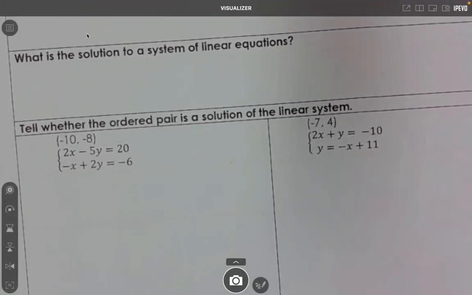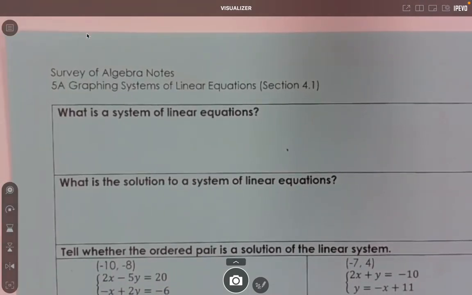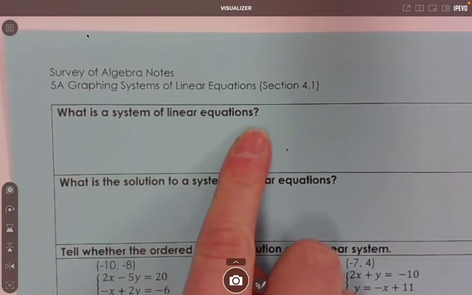Hello, class. We're looking at solving linear systems by graphing today. So this is an introduction to linear systems. So what is a system of linear equations?